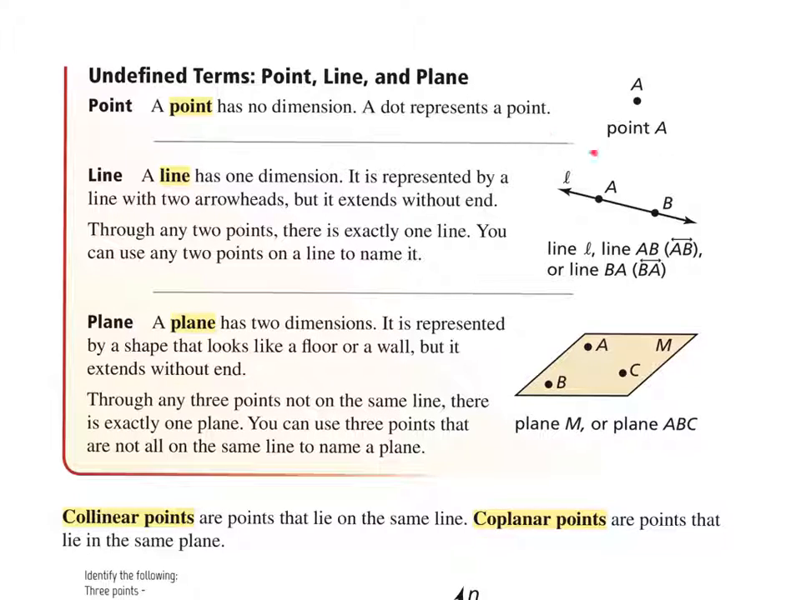Also note this line has this cursive L in the corner, so there are actually three names for this line. You could call it line L, line AB as such, or line BA. When you have the arrows on either end, it means that this continues on forever and ever, so it doesn't matter which one comes first. That line goes on forever in both directions.